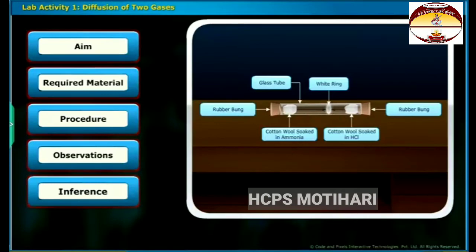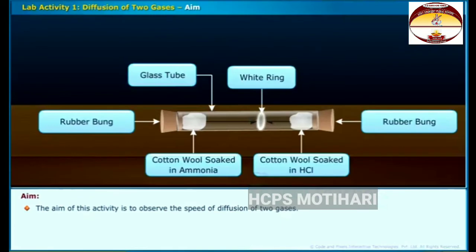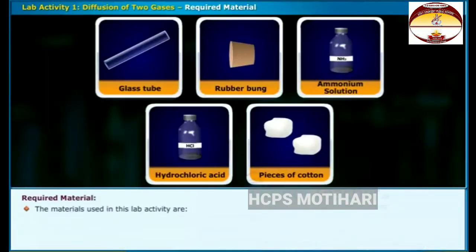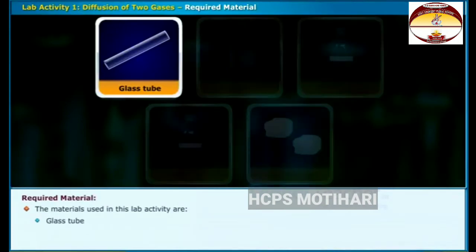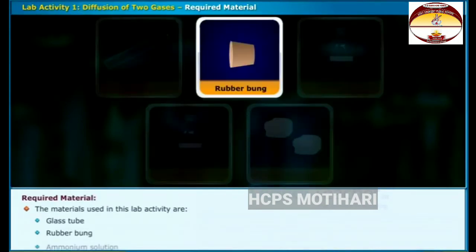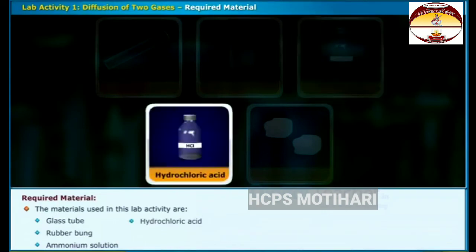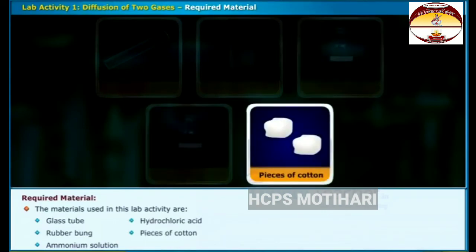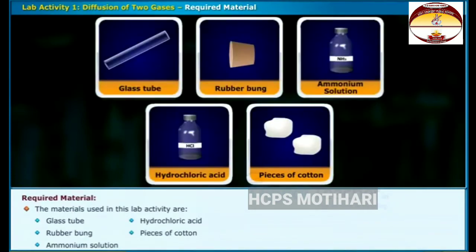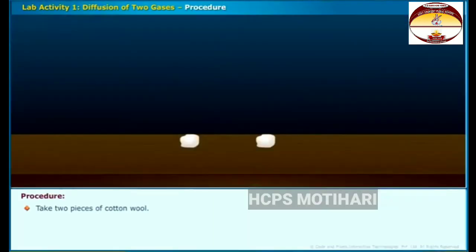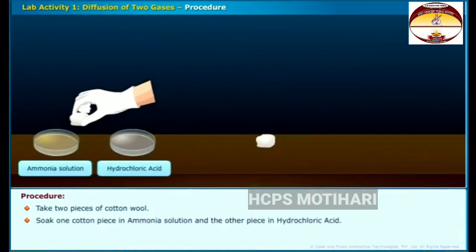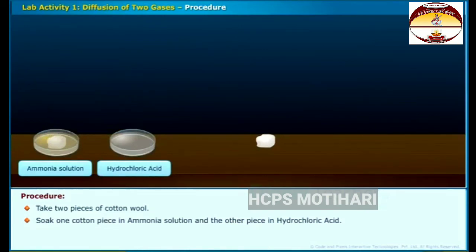Let us do a lab activity to observe the speed of diffusion of 2 gases. The aim of this activity is to observe the speed of diffusion of 2 gases. The materials used in this lab activity are glass tube, rubber bung, ammonia solution, hydrochloric acid, pieces of cotton. Take 2 pieces of cotton wool. Soak 1 cotton piece in ammonia solution and the other piece in hydrochloric acid.